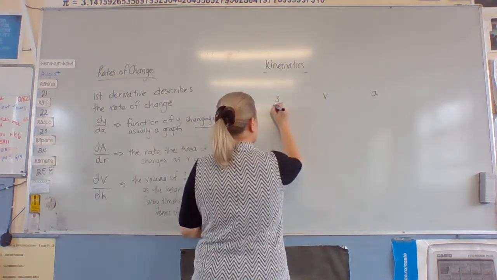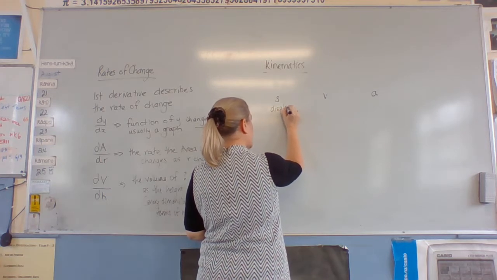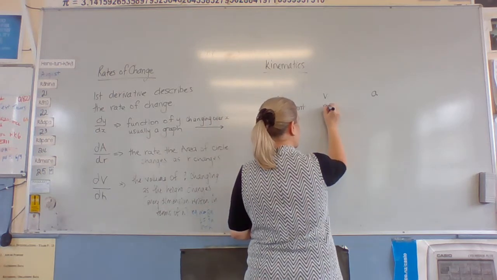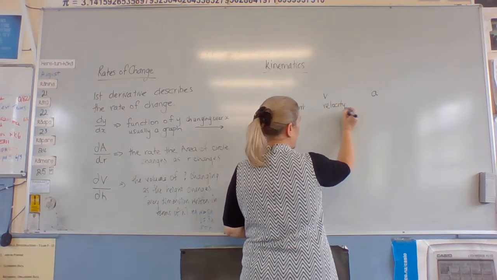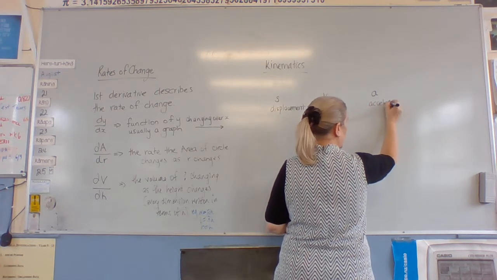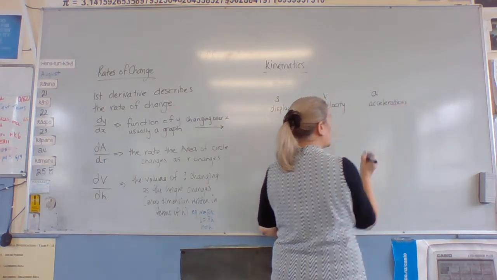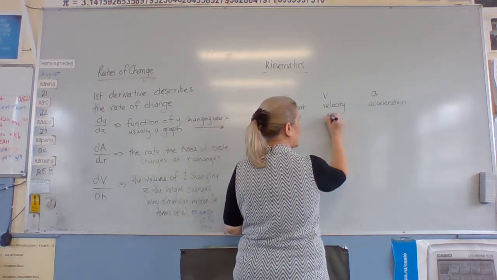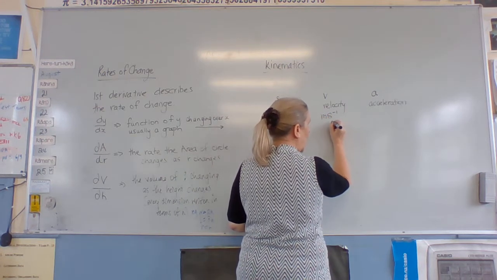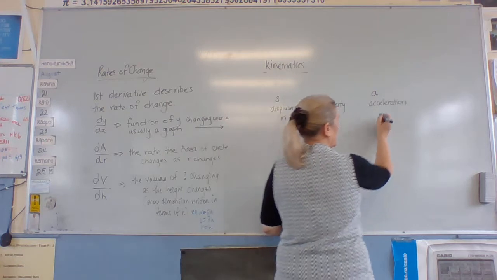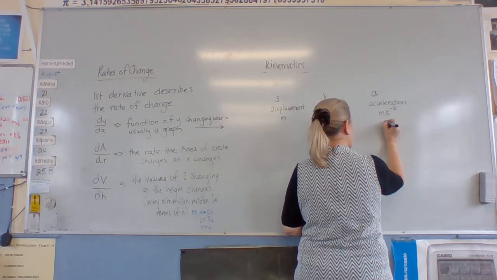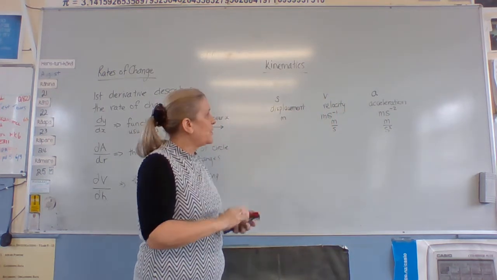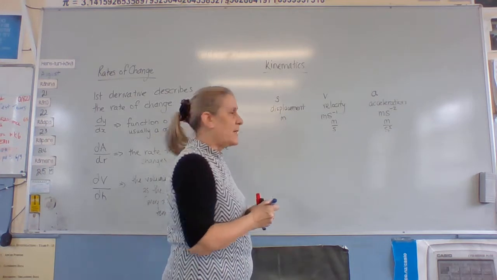Distance or displacement, remembering that displacement has negatives and distance doesn't. Velocity or speed. And acceleration. It's important here that we remember our units. So if this was in meters and our time was in seconds, then we would be writing meters, or meters per second, meters per second squared. All right, so we've got our units involved in it, and we know that we can differentiate to get the next one.